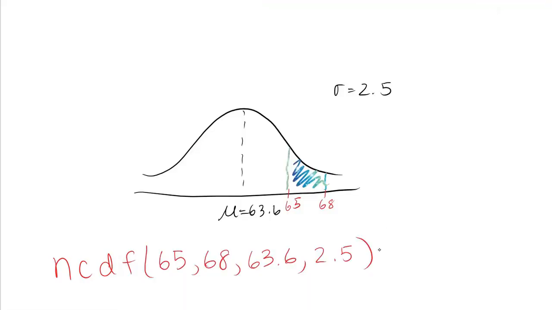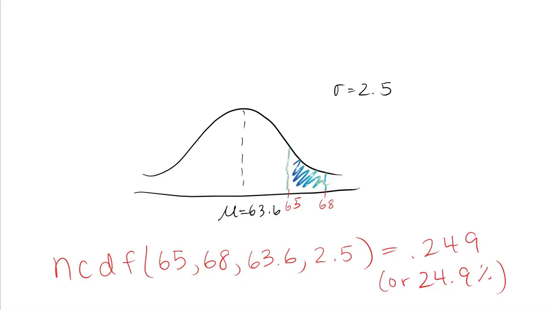Again, I'm not super concerned with where you round to, just give me a few decimal places. This is 24.9%. The probability of selecting a woman in this range is right around 25%, right around a quarter. Which means that about 25% of this population is between 65 and 68 inches tall.